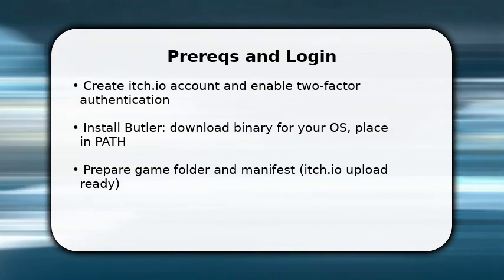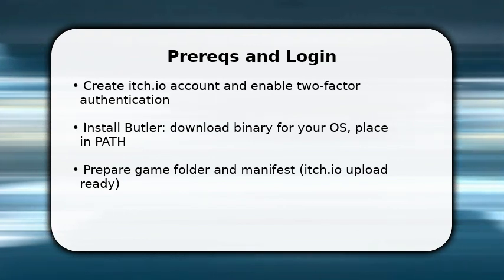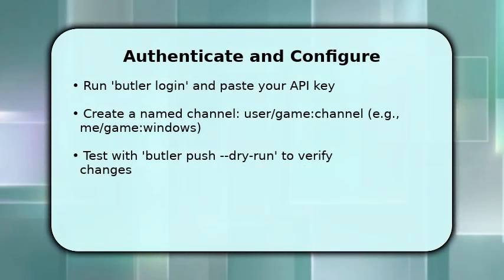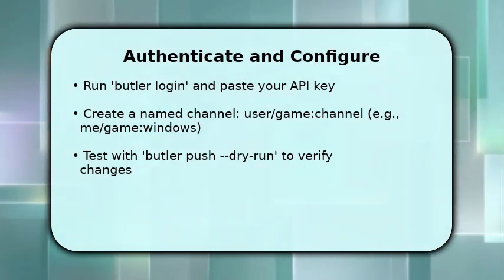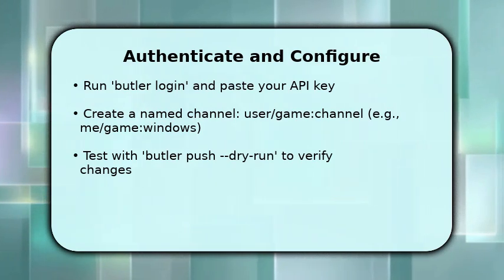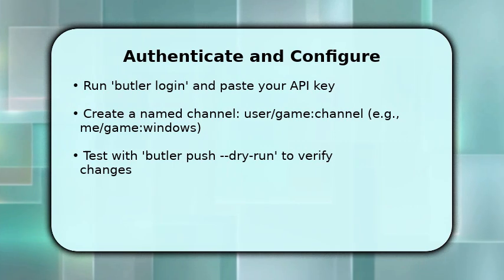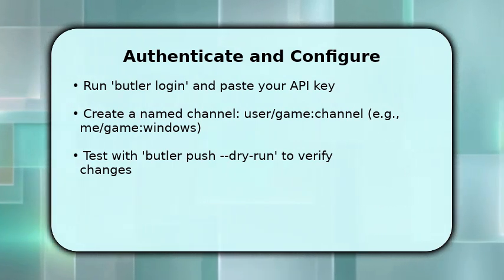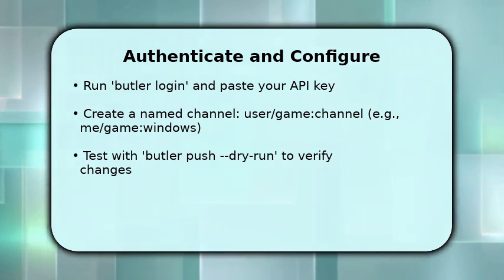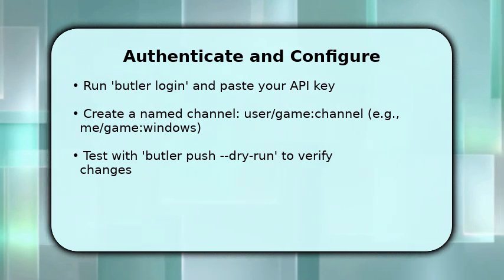Once done, open a terminal in that folder and run a quick version check to confirm Butler responds before you continue. You will authenticate Butler using your itch.io API key: run butler login and paste the key when prompted. Next, configure an upload channel by naming it user/game:channel. This organizes builds by platform or release stage.